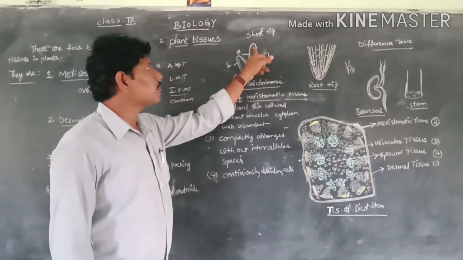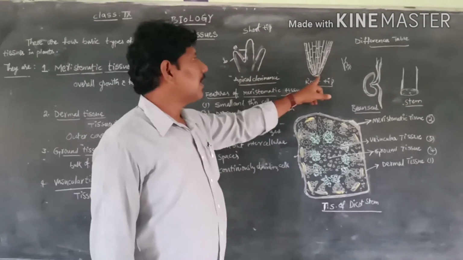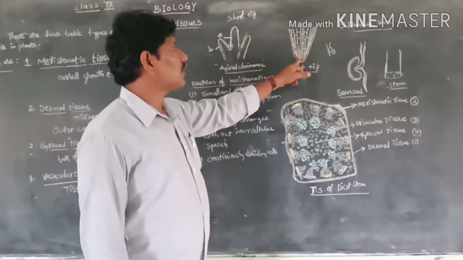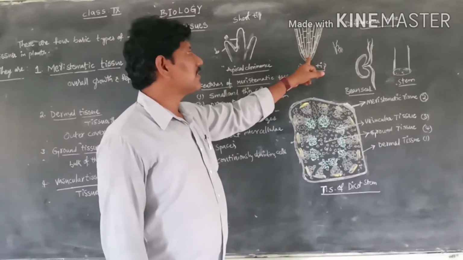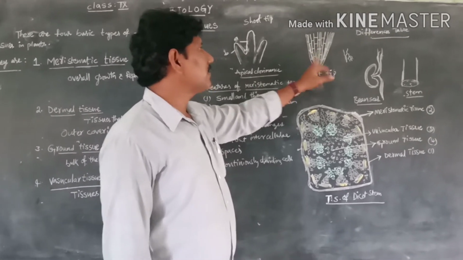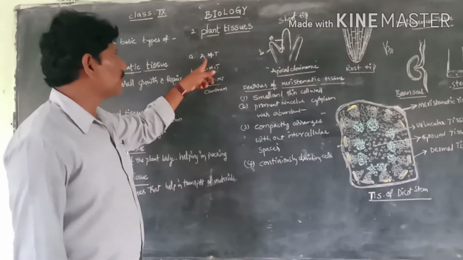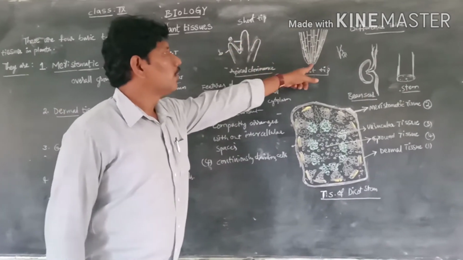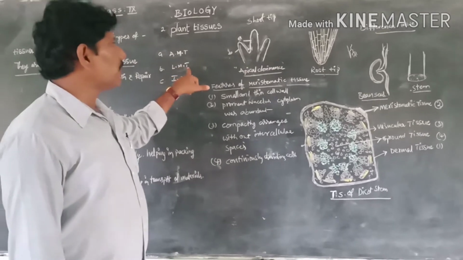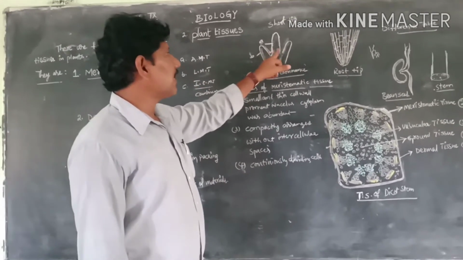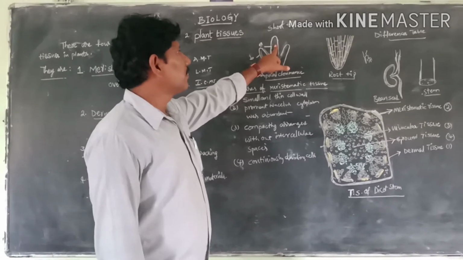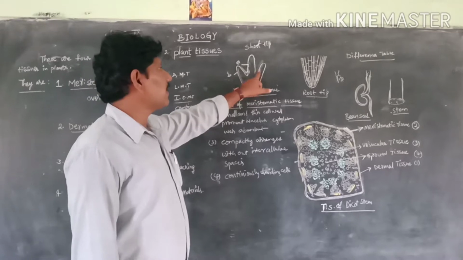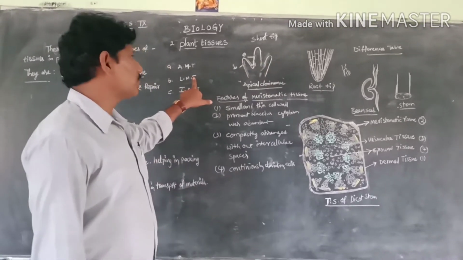This is the apical portion of the shoot tip, and this is the apical portion of the root tip. The shoot tip and root tip have elongated cells. The apical meristematic tissue is located only in the shoot tip and the root tip. Coming to the lateral meristematic tissue, lateral branches arise when we cut the shoot tip. When we cut the shoot tip, it automatically supports the lateral branches. This is called lateral meristematic tissue.